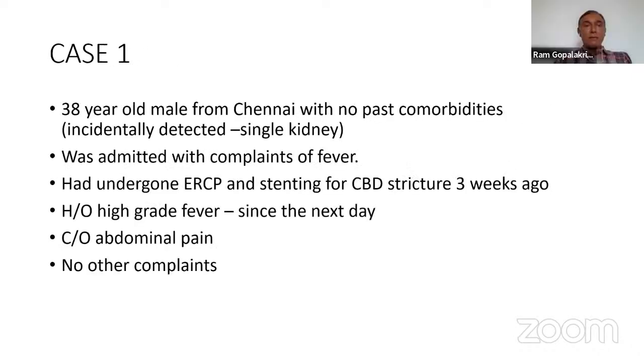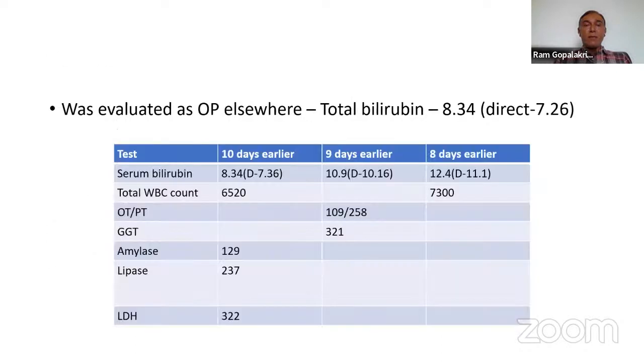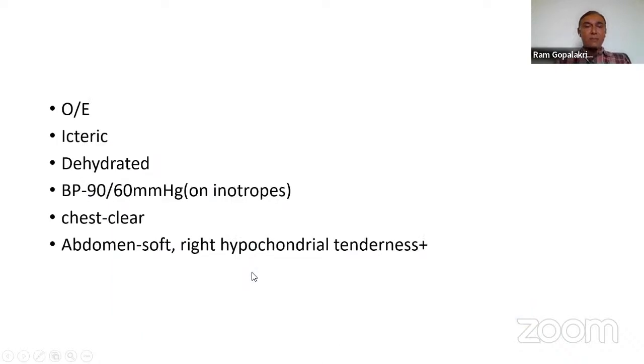And we'll start with a case. This is a 38-year-old male from Chennai with a single kidney, which was incidentally detected, came with fever after having undergone ERCP and stenting for a CBD stricture. He developed high-grade fever and abdominal pain after that. And what you can see here is that the liver enzymes, the SGOT and SGPT, are elevated. Other than that, nothing much except that there is some evidence of perhaps pancreatitis.